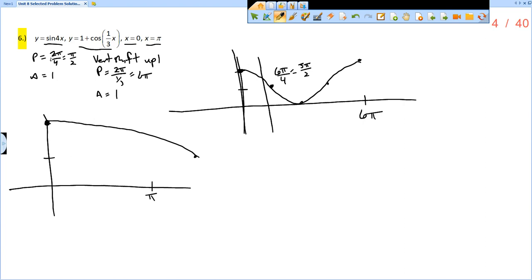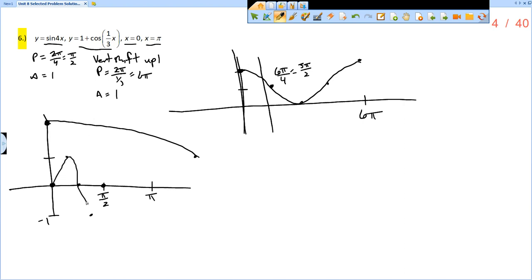Now, what about the other one, the sine of 4x? Sine of 4x has a period of pi over 2 and its amplitude is 1. Remember, sine starts at 0, goes to its max, back to 0, then to its minimum, but that happens in pi over 2. So here's pi over 2, one period of the sine function. It goes up to its max, back to 0 halfway, down to its minimum of -1, and then back up to 0.